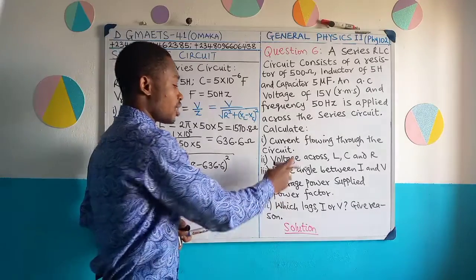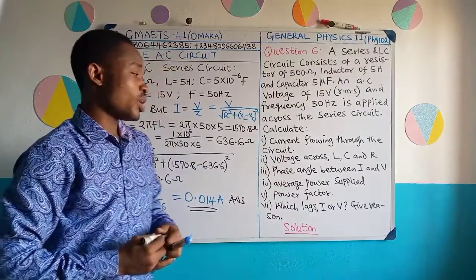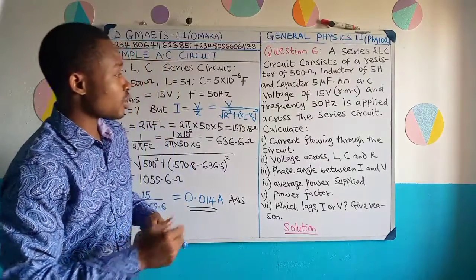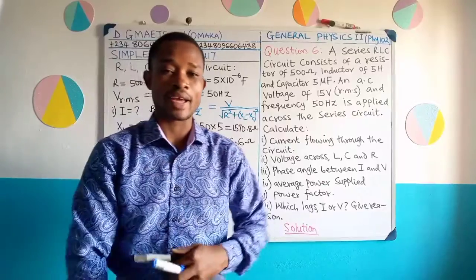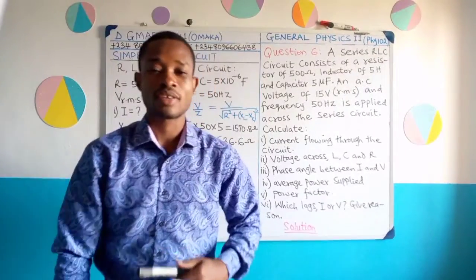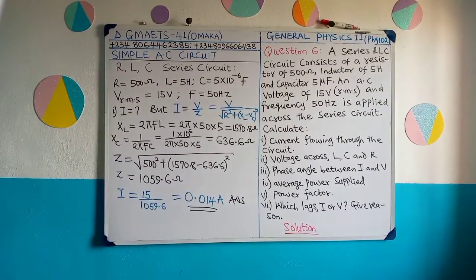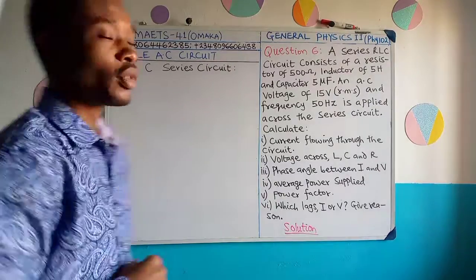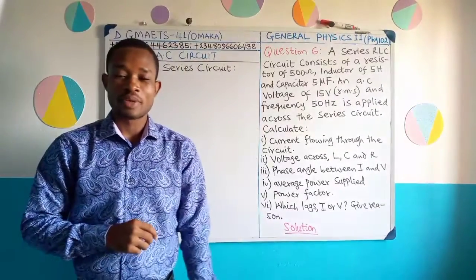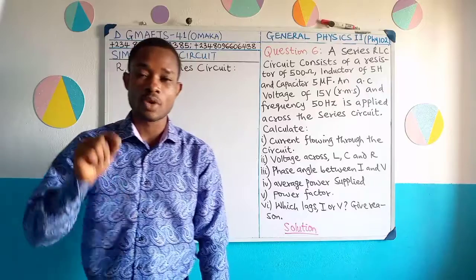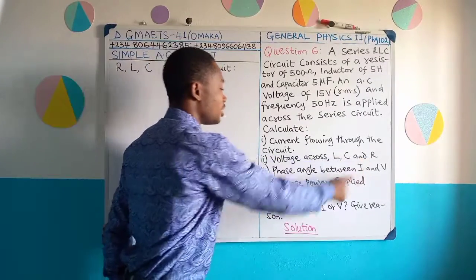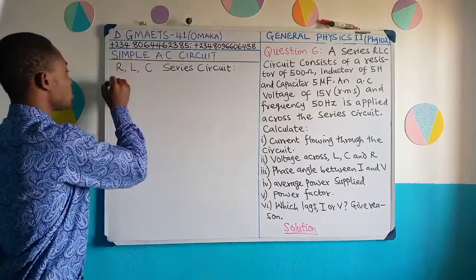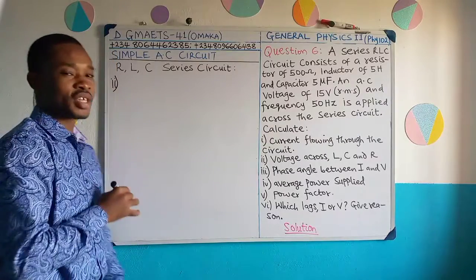So we're going to get the voltage across the inductor, the capacitor, and the resistor. I will come back, let me take a small break. I'm back from the break. And now, this time, they say let us find the voltage for the inductor, the capacitor, and the resistor.